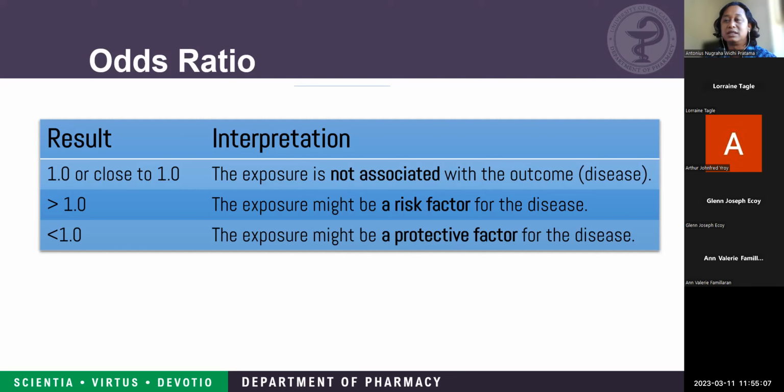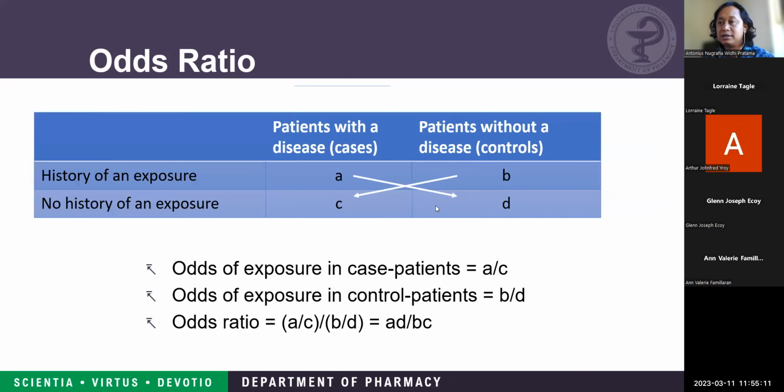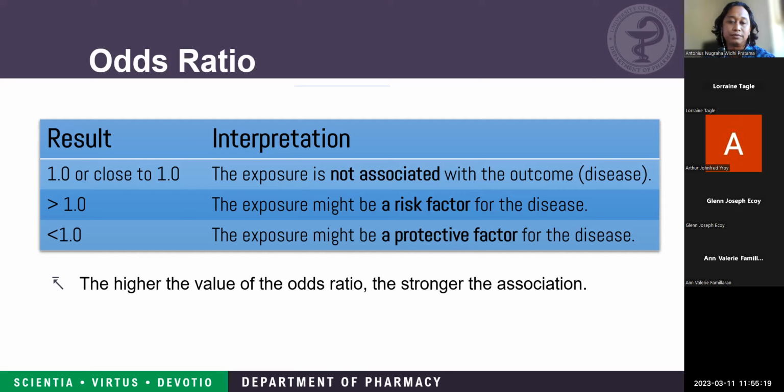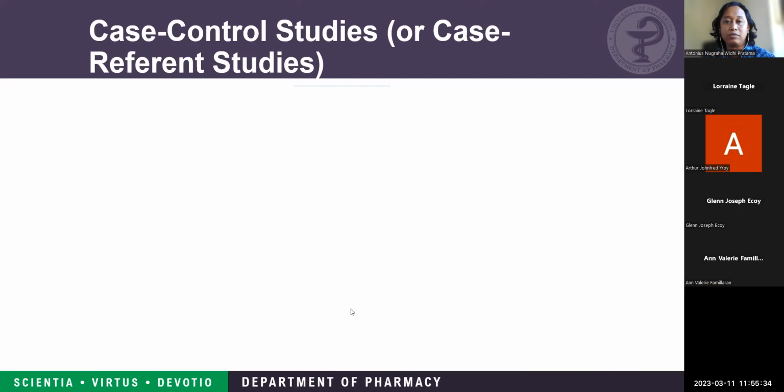This is the beauty of this study, because we may find not only the risk factors, but also the protective factors. The higher the value of the odds ratio, the stronger the association. So an odds ratio of 5 is stronger than an odds ratio of 1.4.